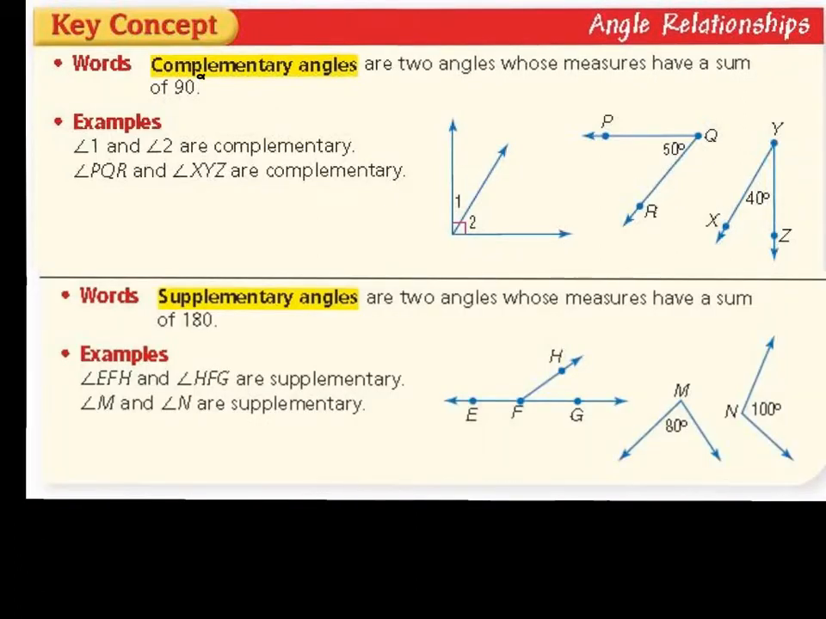Supplementary angles are two angles whose measures have a sum of 180 degrees. So in the diagram, angles EFH and HFG are supplementary. They're also adjacent, and form a linear pair. Angles M and N are also supplementary because the sum of their measures would be 180 degrees.